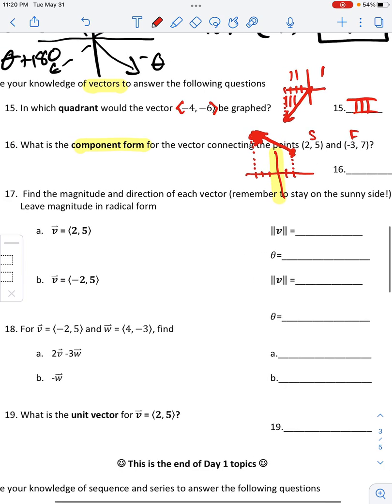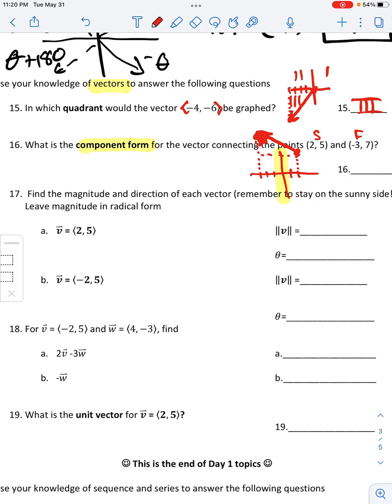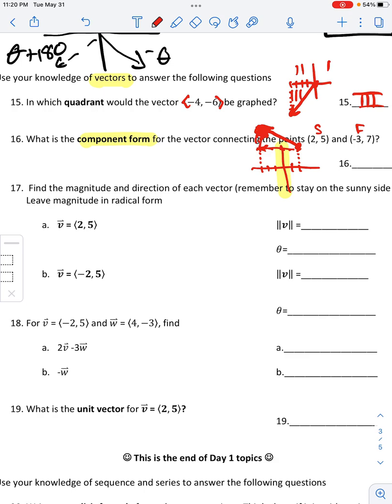So it wants it in component form, meaning how far left and right and how far up and down. So I'm expecting a negative X and a positive Y to get up to that. So what I do is I go back to my initial points, 2, 5, and then negative 3, 7, and I subtract. I'm going to take that second X minus the first for my X component, and then the second Y minus the first for the Y component. So that gives me a negative 5 and a positive 2 as my component form. So that's my answer.